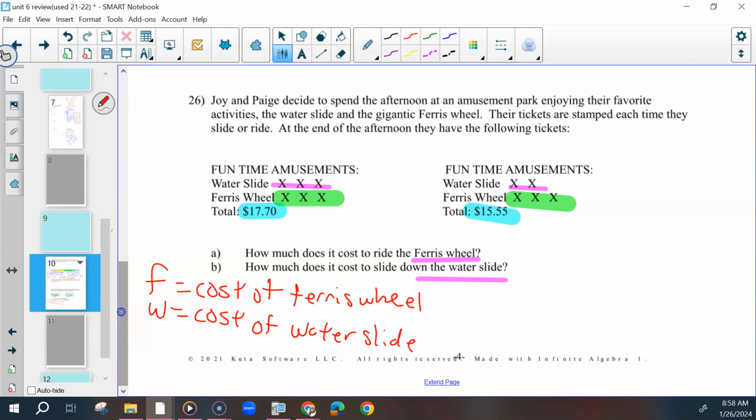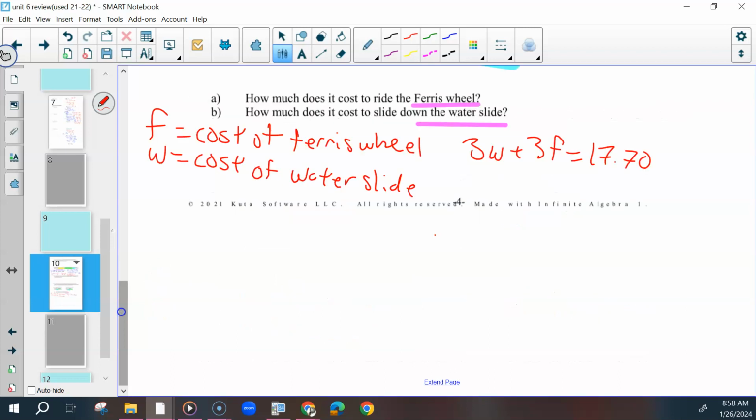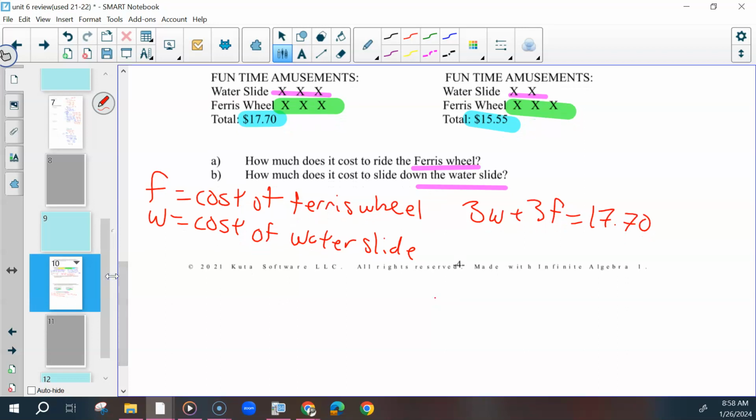And then you would put your 3 numbers together for 1. So 3W plus 3F equals 1770. And then similar, 2W plus 3F equals 1550. We're not going to solve that one, but you could pick elimination or substitution. Do you want to see the setup of any others?